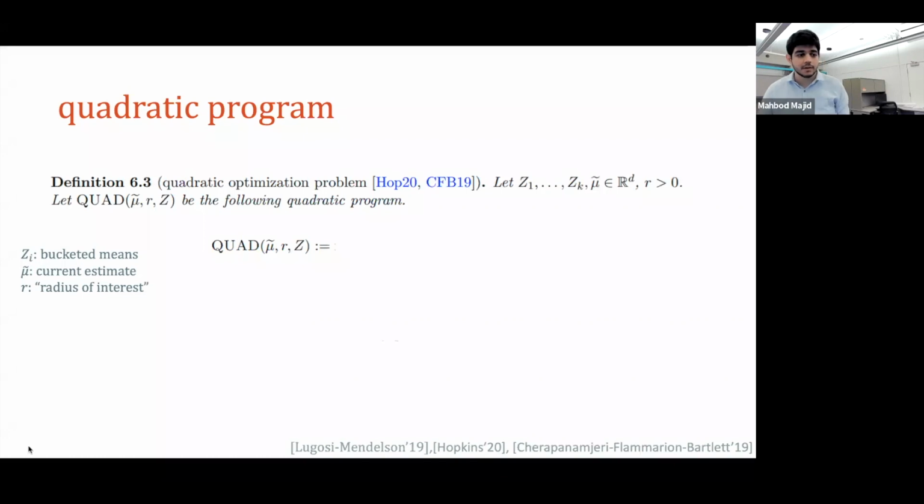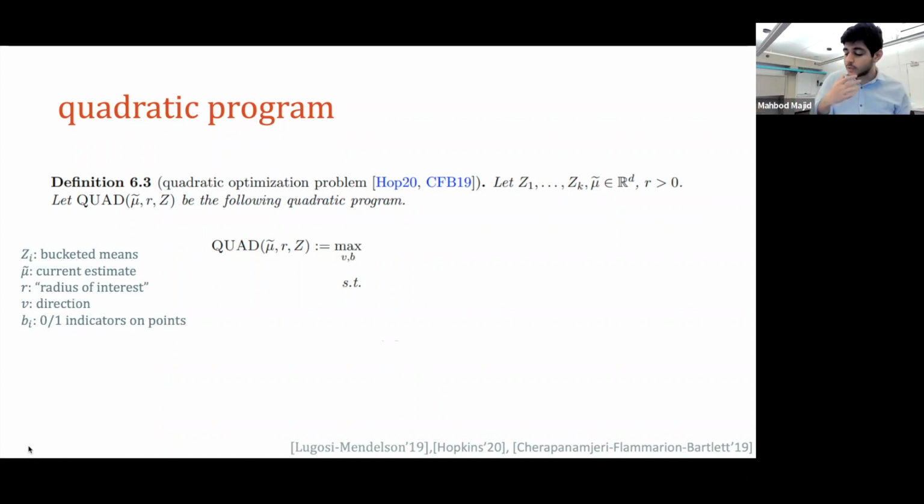Basically, we have our bucket of means, we have a contrast mu tilde, and we have a radius of interest r. This radius of interest can be seen as the accuracy of our algorithm. And we have directions v. We want our mu tilde to look like a median on any direction v. And we have VIs, which are the indicators of this. So this quadratic program basically measures what's the worst direction that we can find. What's the worst direction in a way that mu tilde doesn't fall on a good percentile of the projections of ZIs.